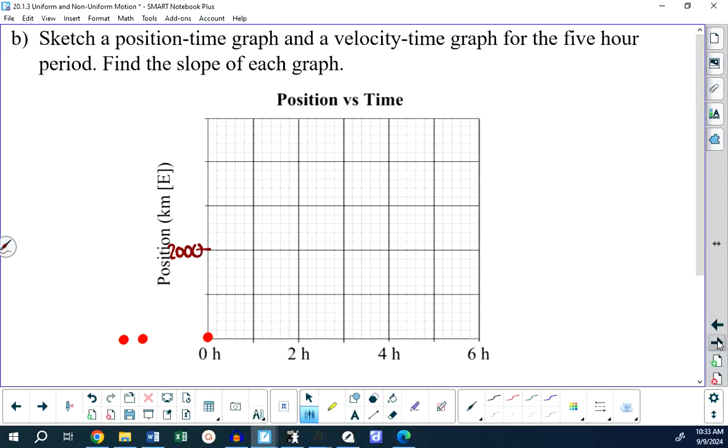Why don't we just do that? So each of the little squares is going to be 200. So basically, if we go over 1 hour, we go up 4 little squares because each of those little squares is 200. So we go up another 4 and another 4, etc.